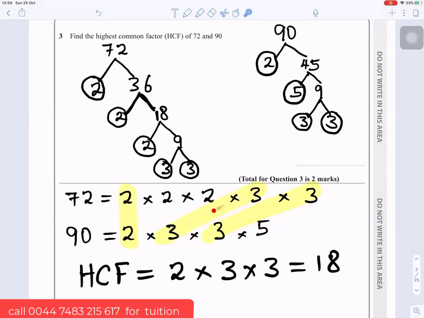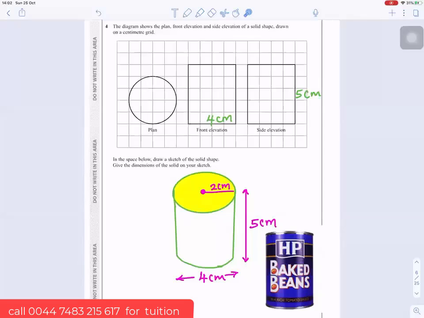3 is found in both of them. Another 3 is found in both of them. And to get the highest common factor, you multiply those numbers that are found in both lists. 2 times 2 times 3 times 3. 2 times 3 times 3. And that gives you 18. So the highest common factor of 72 and 90 is 18.